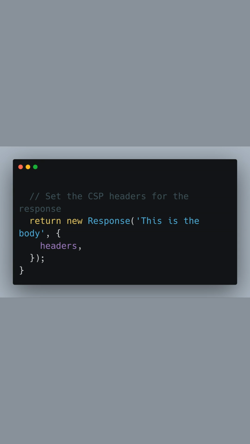Finally, we create a new response object for our request handler. We pass the headers object we just constructed. This ensures that the content security policy headers are included in every response sent from this handler.